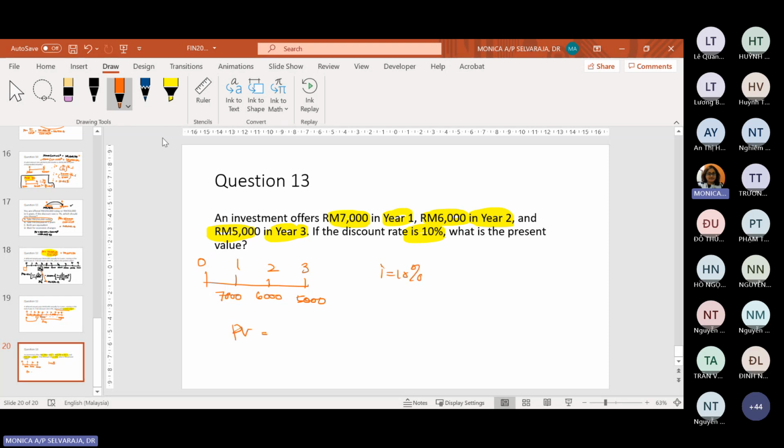So what formula should you use? Quickly, guys, what formula should you use here? Present value. Type out on the chat box.